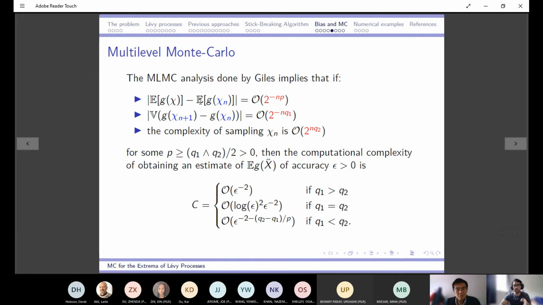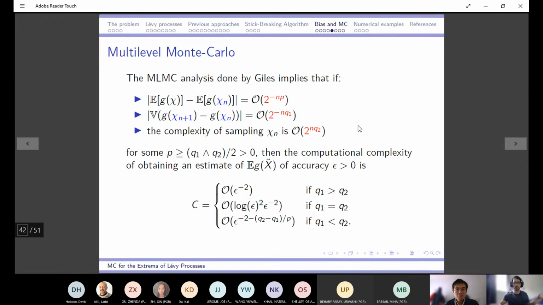And at the end you will get the following result. If your bias decreases at a certain geometric rate, and your variance between two levels decreases at a certain other geometric rate, and the complexity of this simulation is also geometrically growing at a certain other rate, then this is the full multi-level Monte Carlo complexity that you get. So, okay, this is a bit hard to process immediately. So I'll first explain what will happen in the random walk case. Of course, in the random walk case, this doesn't decrease geometrically fast, and the complexity just grows linearly.